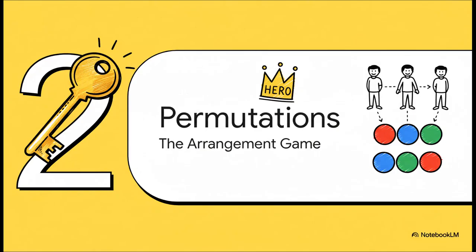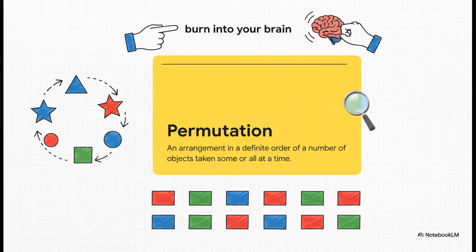All right, now that we've got our golden rule in our pocket, let's talk about the first big idea, permutations. I want you to think of permutations as the arrangement game. In this game, the most important thing, the absolute hero of the story, is the order in which you place things. The textbook definition is actually perfect and simple. A permutation is an arrangement. That's it. That is the one magic word you need to remember.